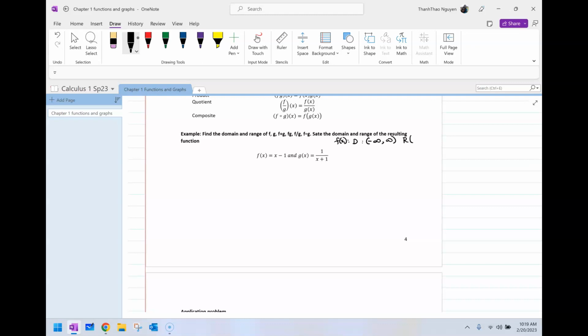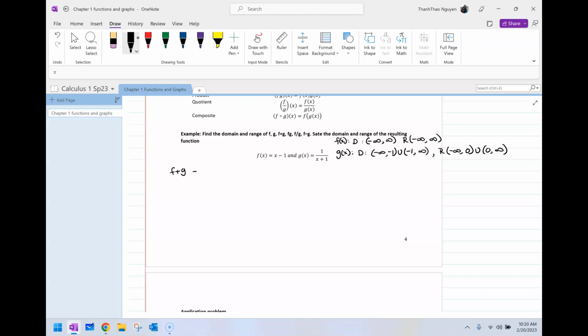And the range is from negative infinity to infinity. For g of x, the domain is all real numbers that are not negative 1. So negative infinity to negative 1, union negative 1 to infinity. And the range is from negative infinity to 0 union with 0 to infinity.